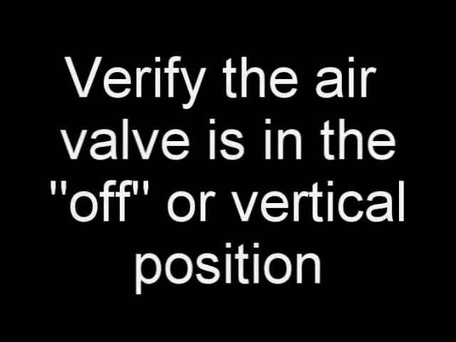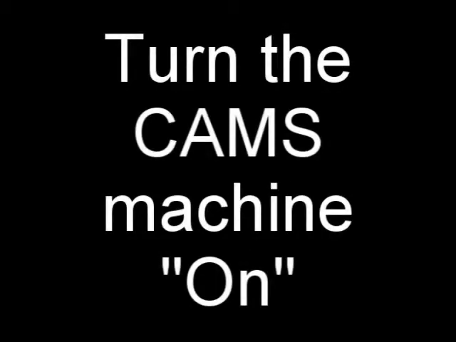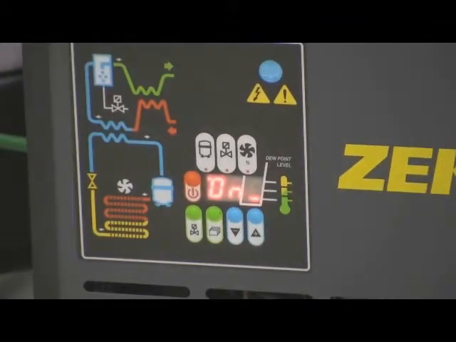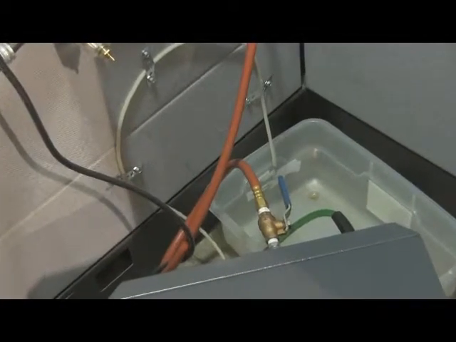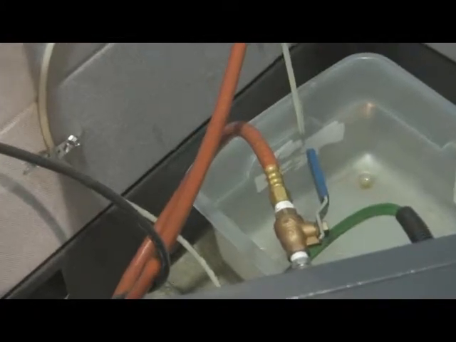Pre-operation equipment startup. Verify that the air on-off valve is in the off or vertical position. Verify that the setter gun is in the down position and manually rotate it down if necessary. Turn the CAM's machine on. Turn the air compressor on and then wait for 2 minutes. After 2 minutes, rotate the air on-off valve so that it's positioned in line with the connection. This is the open position.